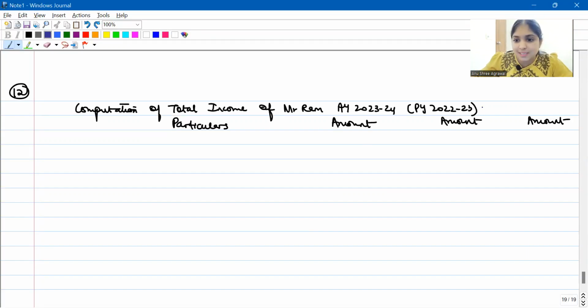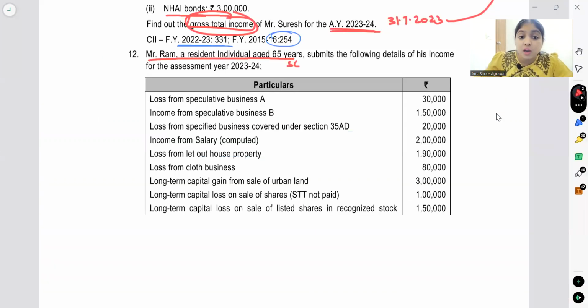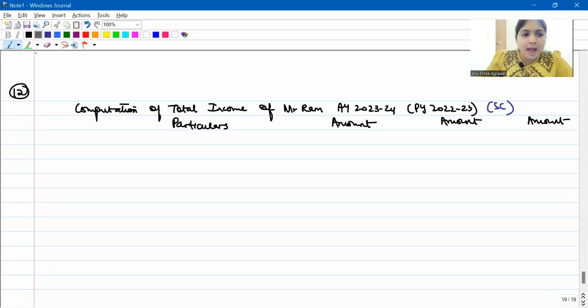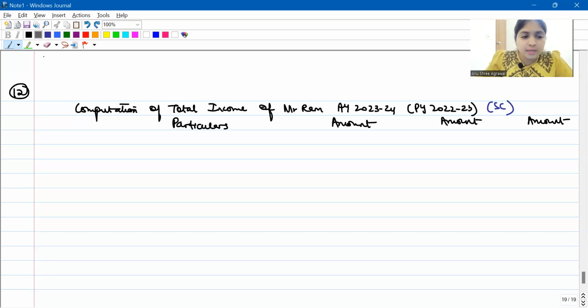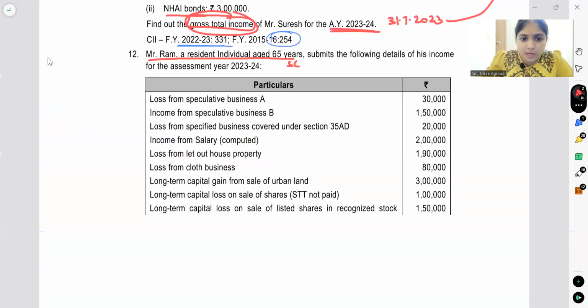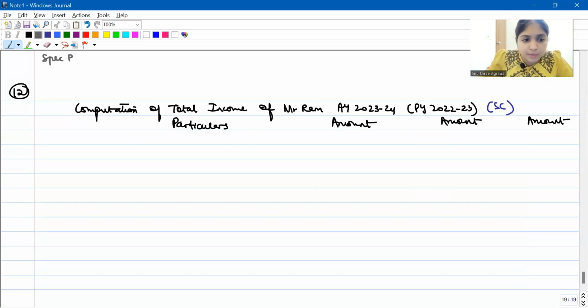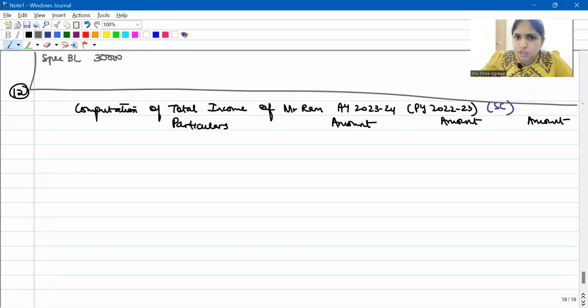Do not forget my assessee is a senior citizen. Okay. Loss from speculative business. All losses I will handle separately. I will make a rough note for myself in the answer paper on the margin. And here I'll keep writing all my losses. Number 1, we have loss from speculative business. So we have speculative business loss of 30,000. All losses I will handle separately. It's okay. I'll write them in the margin over here.